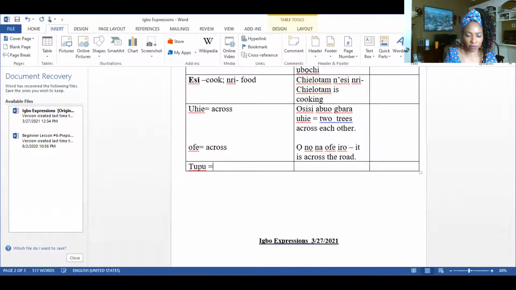Tupu means before. That's what it is. Before. I am here. Are you here? You are here before me. You were here before me. Okay, so let's use I was here before you.